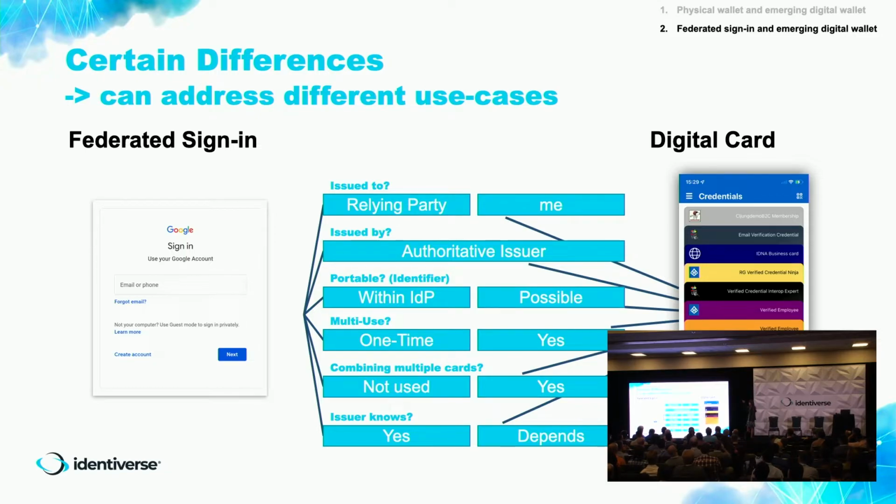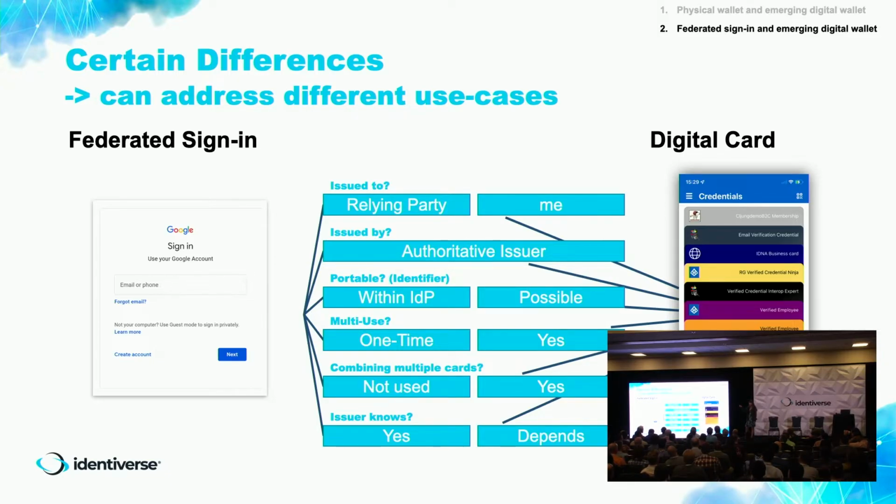In federated sign-in, the cards are issued directly to the verifier relying party. In both cases, you would need an authoritative issuer. The cards are limited to the namespace of that issuer. The cards are one-time use by design. Can you combine them? Technically, yes. In practice, I don't really see it. The issuer knows by design. I'm not saying whether it's good or bad. I'm just pointing out the differences.